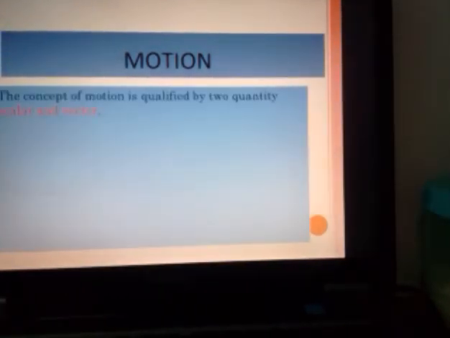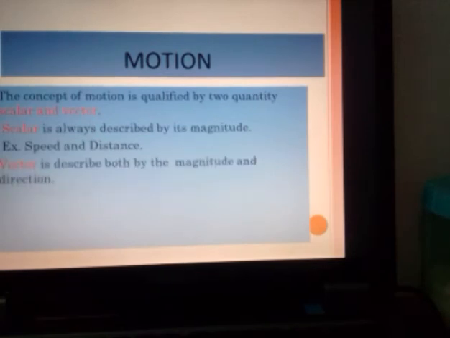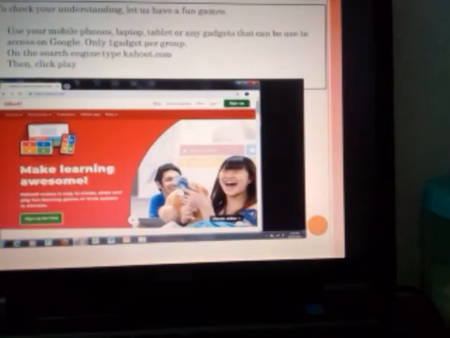So the concept of motion is qualified by two quantities, the scalar and vector. Scalar is always described by its magnitude. Example, the speed and distance. Then vector is described both by the magnitude and direction. And the examples for that are displacement, velocity, as well as the acceleration.